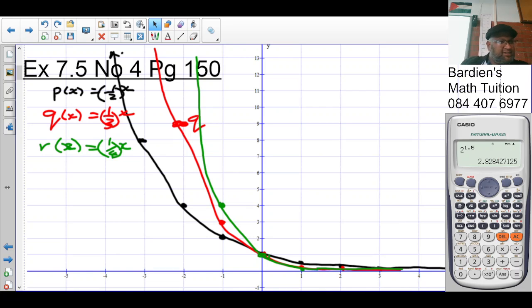So insert a function. What's the first graph? It's a half raised to the x, not so? So it's 1.5 raised to the exponent. Alright, so let's do this quickly.